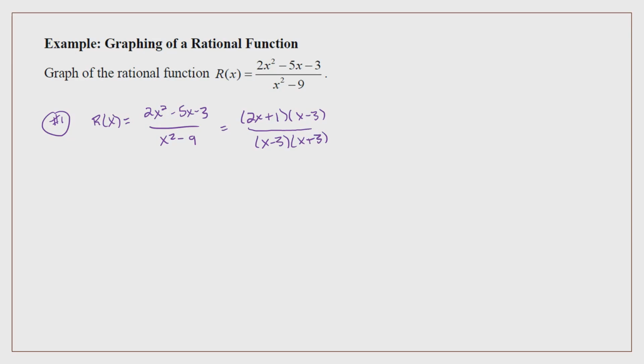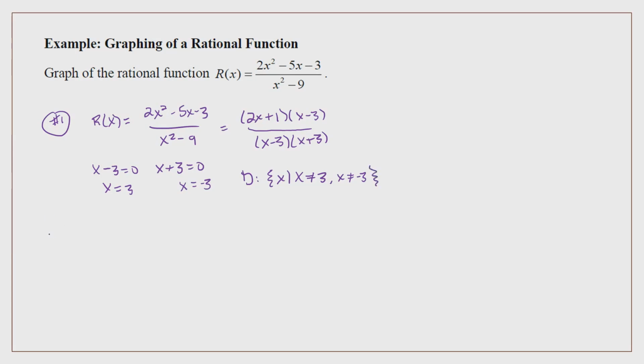So to find our domain, we're going to set our denominator equal to 0. So we'll set each factor equal to 0 and solve for x. So we have x equals 3 and x equals -3. So the domain is going to be all x values except for when x equals 3 and x equals -3.